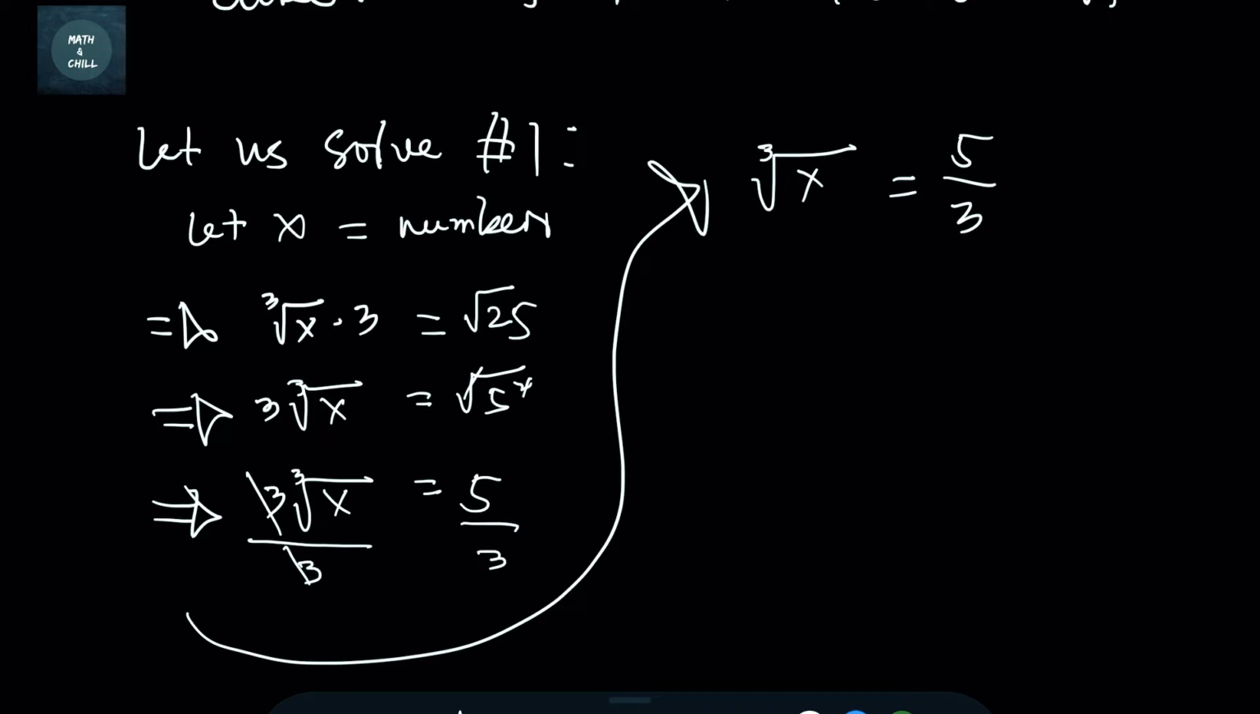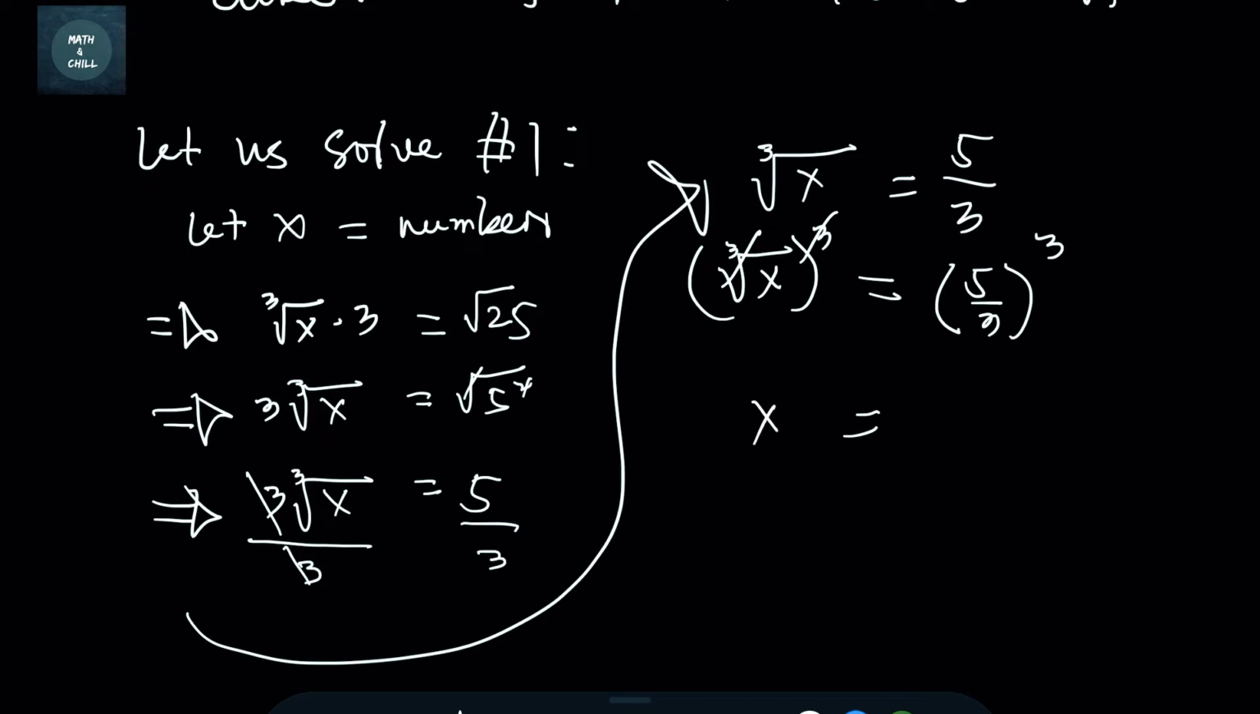Our goal is to find the value of x, so we need to remove the radical symbol. How do we remove it? We cube it, since it is a cube root and the radical is the inverse of the exponent. So we raise it to the 3rd power: the cube root of x raised to 3. Whatever we do on the left side, we also do on the right side, so we raise that to 3 as well. The cube root and the exponent cancel, and we are left with x.